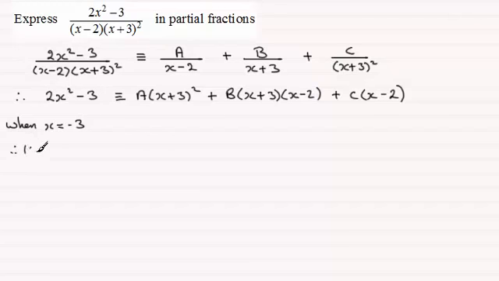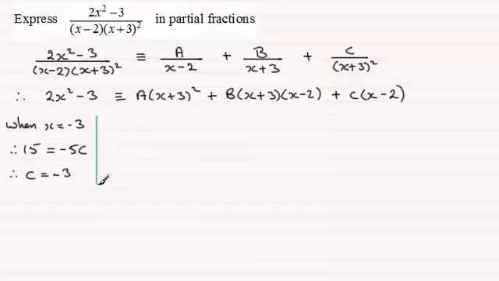So therefore we've got 15 equals, so minus 3 makes this bracket 0, so that term is 0. Minus 3 in here will make this bracket 0, so that term is 0. Here, minus 3 minus 2 is minus 5, so you're going to get minus 5c. And we're going to get a nice clean integer value here for c, I can see that. If we divide by minus 5, c equals 15 divided by minus 5, which is minus 3. Okay, so we've got c.